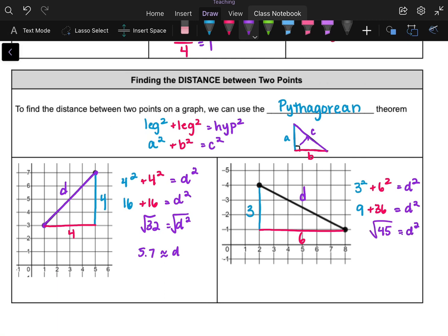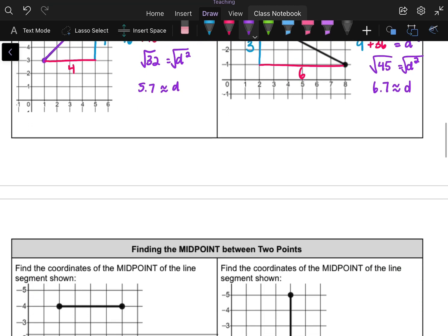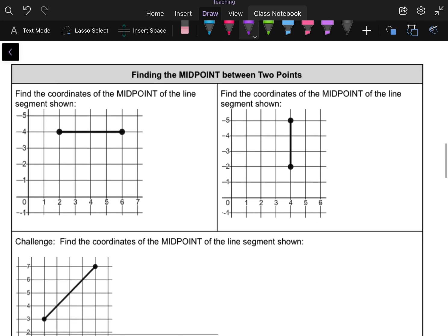Take the square root of both sides there, and we should get that it's about 6.7 after we round, approximately equal to d. So that is how we find the distance between those 2 points. Again, there's a couple different ways we can do this, but we'll use Pythagorean theorem because it'll help us later too. Right, let's go ahead and take a look at finding the midpoint between points.